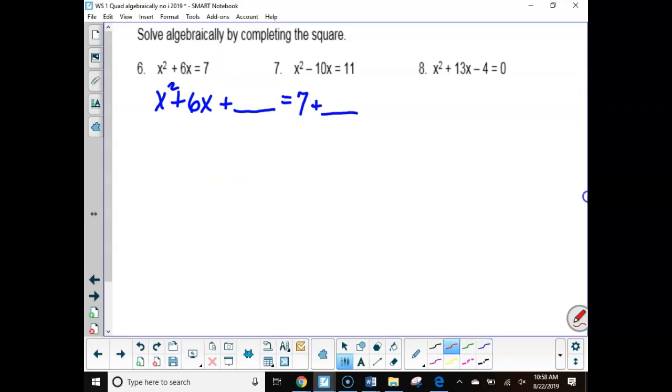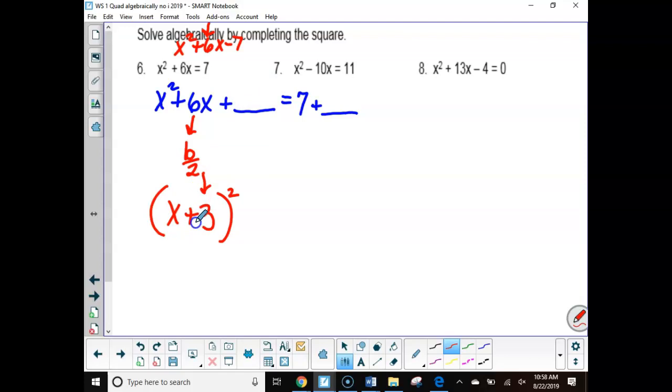Okay. The rule is you take this, which is called the b, right? Because a is 1 out here, b is the 6. If we had written this x squared plus 6x minus 7, this would be b. So you take that b and you divide it by 2. So it's going to become x plus 3, quantity squared.